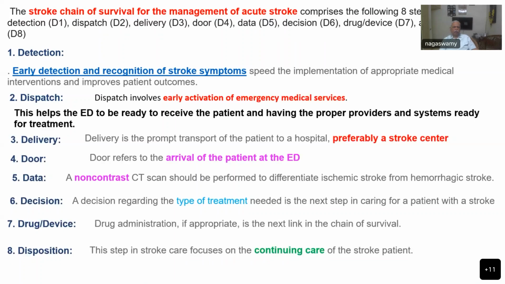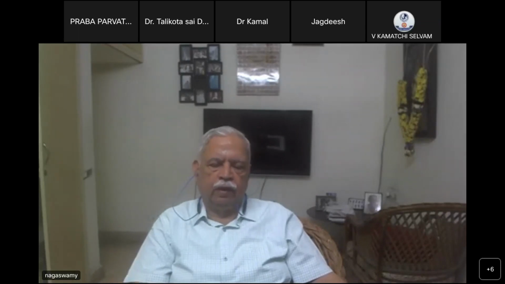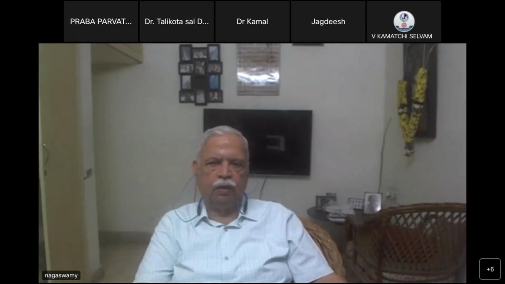So this is how you can easily remember these things, and this is called the algorithm of acute stroke management. This is the latest guideline according to the 2020 guidelines. So that should give you a fairly good idea of what to write for this particular question.